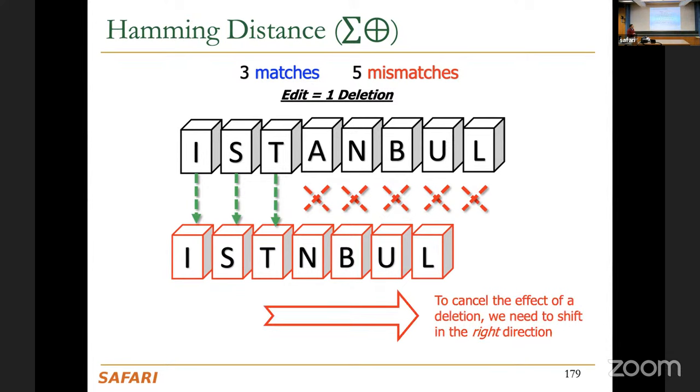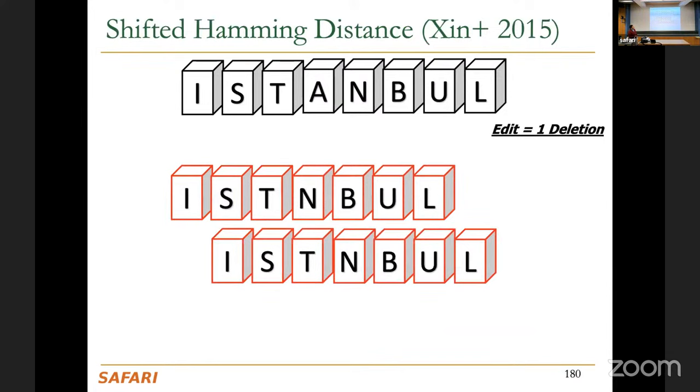So how can we cancel the effect of a deletion? To do it, we just need to shift it right, such that this part now completely aligns with the original string. When you move this particular string completely one character right, you cancel the effect of the single deletion. So for the part where we don't have any edits or mismatches, we can use our original string with one deletion. And for the remaining part, where we cancel that deletion effect with a one shift, we can use this part of the sequence.